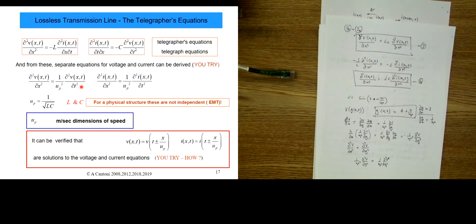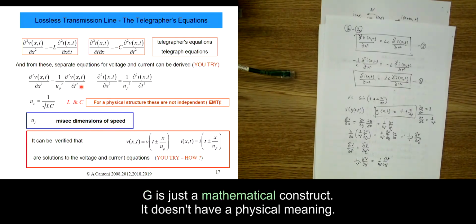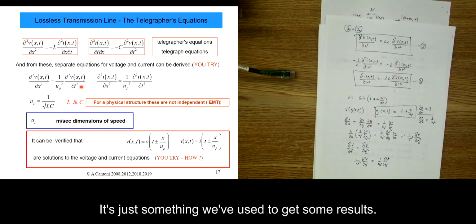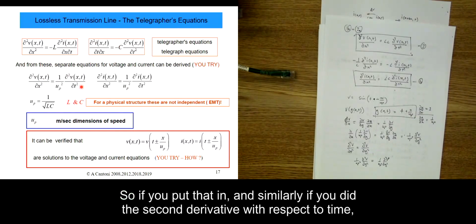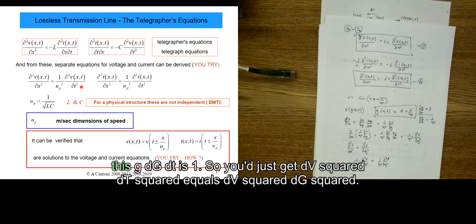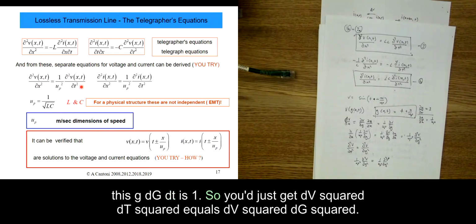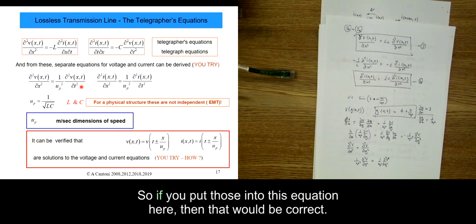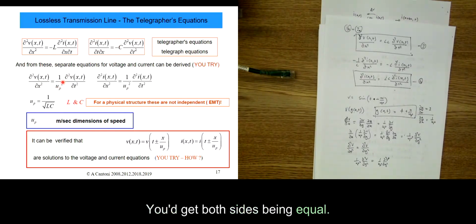What is g? G is just a mathematical construct, right? It doesn't have physical meaning. It's just something we've used to get some results. So if you put that in, and similarly, if you did the second derivative with respect to time, dg dt is 1, so d squared v dt squared equals d squared v dg squared, right? Because UP, you don't have that. And so if you put those into this equation here, then that'd be correct. You'd get both sides being equal, right?